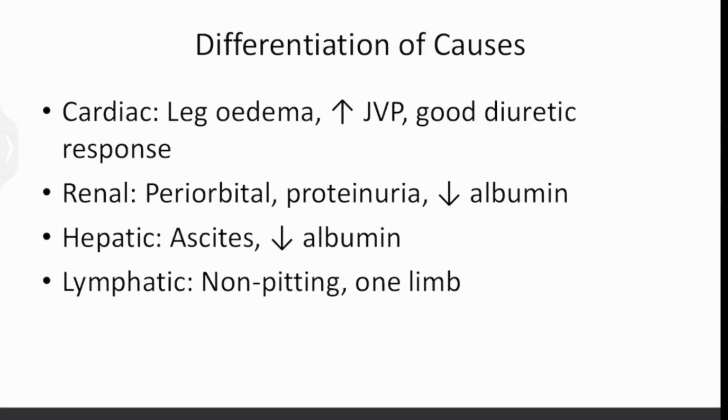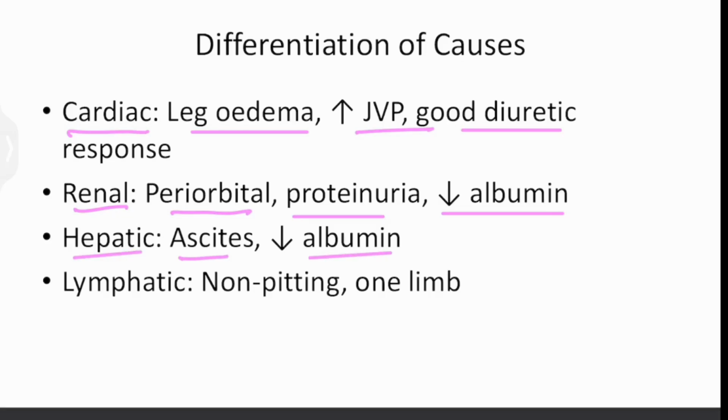So the cardiac cause: leg edema more, JVP, and response to diuretics. Renal: periorbital edema, proteinuria, hypoalbuminemia. Hepatic: ascites, albuminuria, low albumin. Lymphatic is non-pitting, maybe unilateral. Why is the lymphatic edema non-pitting? Because lymph contains protein, and protein will facilitate fibrosis. That is why the lymphatic edema is non-pitting.